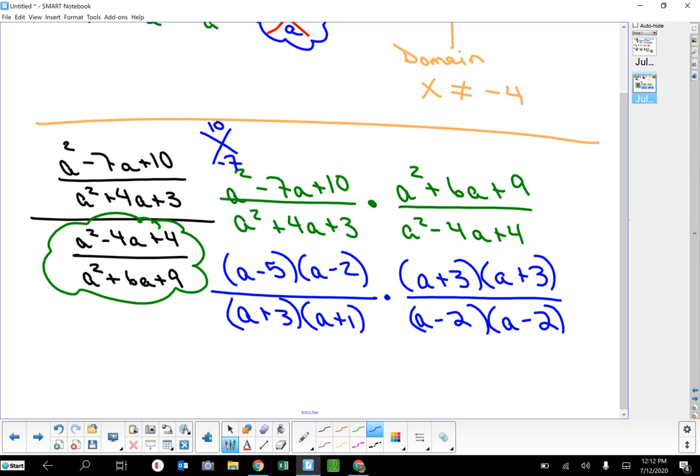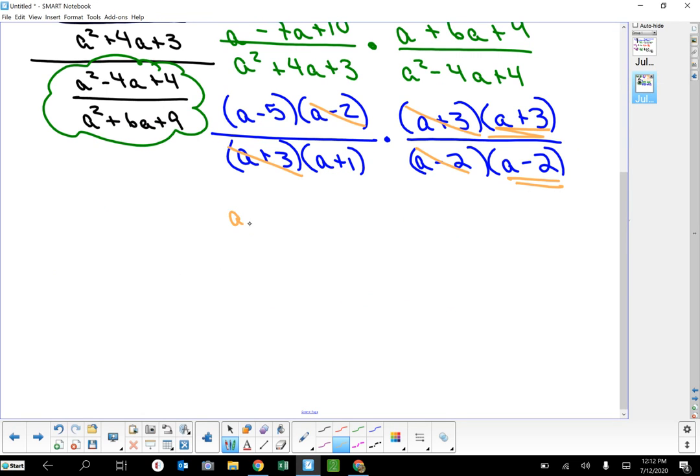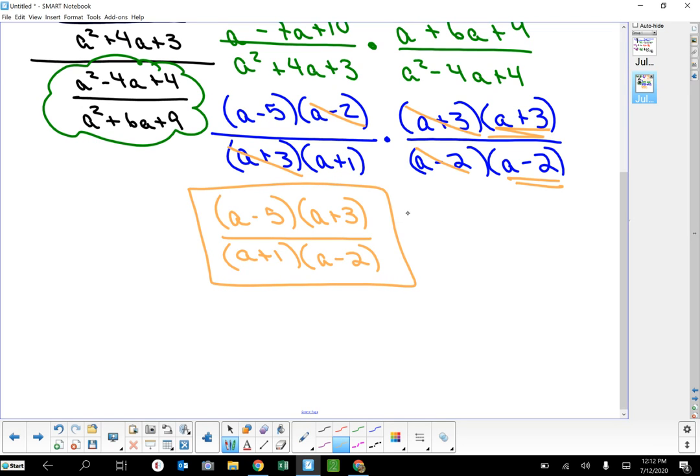And now cancel any common factors. So I can get rid of an a minus 2 and an a minus 2, and only one on top, because there's one on the bottom, right? So this one can't go anywhere. An a plus 3 and an a plus 3. This one can't go anywhere. And nothing else will cancel out. So that leaves me as an answer (a minus 5) times (a plus 3) over (a plus 1) times (a minus 2). And just leave those in factored form. Do not remultiply these out together. You want to leave these factored.